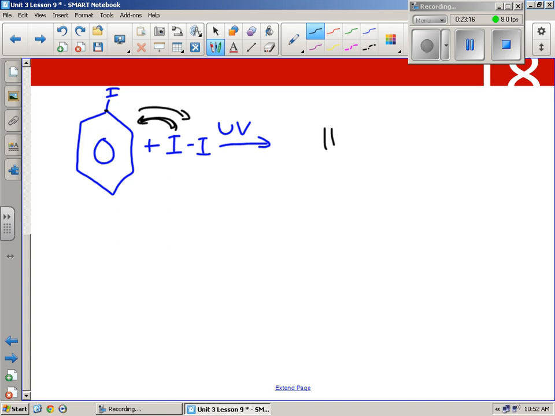One of the products I'll just write down here right away is going to be HI, which is, of course, hydrogen iodide. So don't forget about those little things like that. That's important. Hydrogen iodide is a product. Now, what are the other options? I goes in, H comes off.